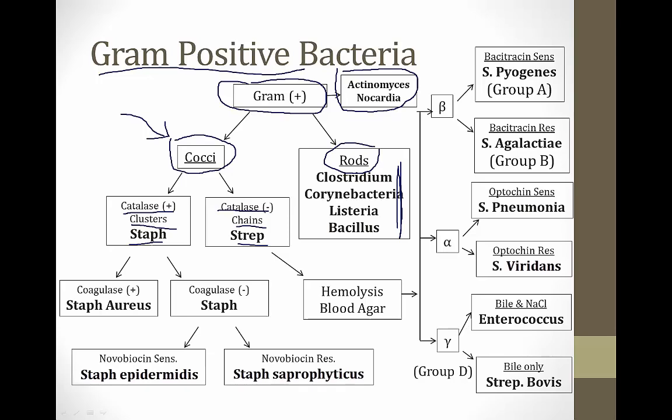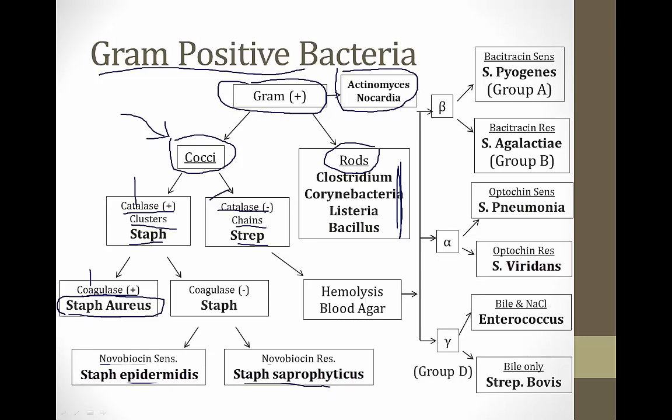You can further subdivide the staph by the coagulase test. If the coagulase test is positive, that's Staph aureus. You can just remember Staph aureus, which is a very common bacteria, is coagulase positive and catalase positive. It's positive for both of the C tests. Coagulase negative staph is one of two things. It's either Staph epidermidis or Staph saprophyticus, and you can separate those two out by using a novobiocin sensitivity test.